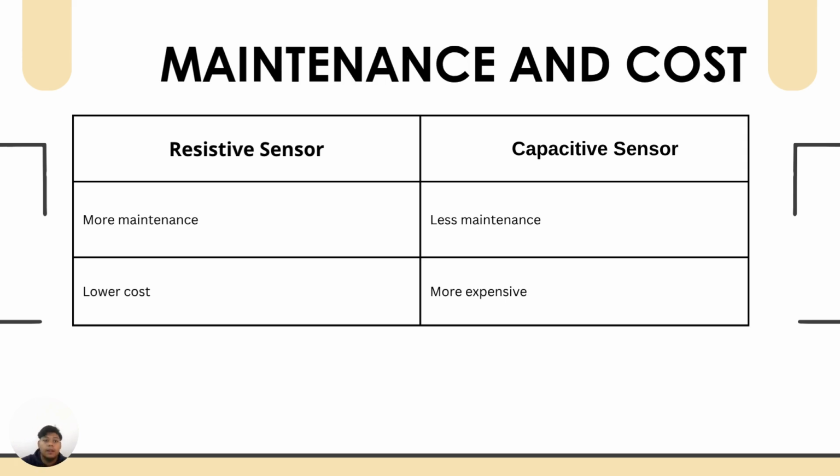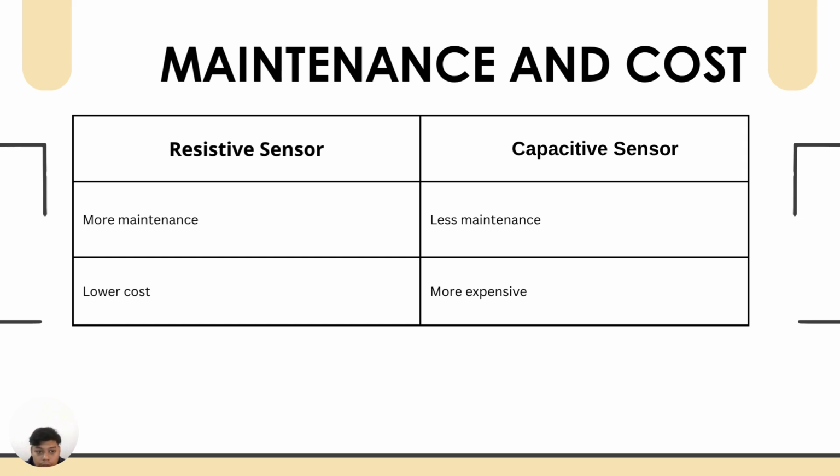Okay, we're going to talk about maintenance and cost. Resistive sensors usually require direct contact with the liquid, which can lead to wear, corrosion, scaling, and sensor fouling. This means they often require regular cleaning and inspection, especially if the liquid is chemically aggressive or leaves residues.